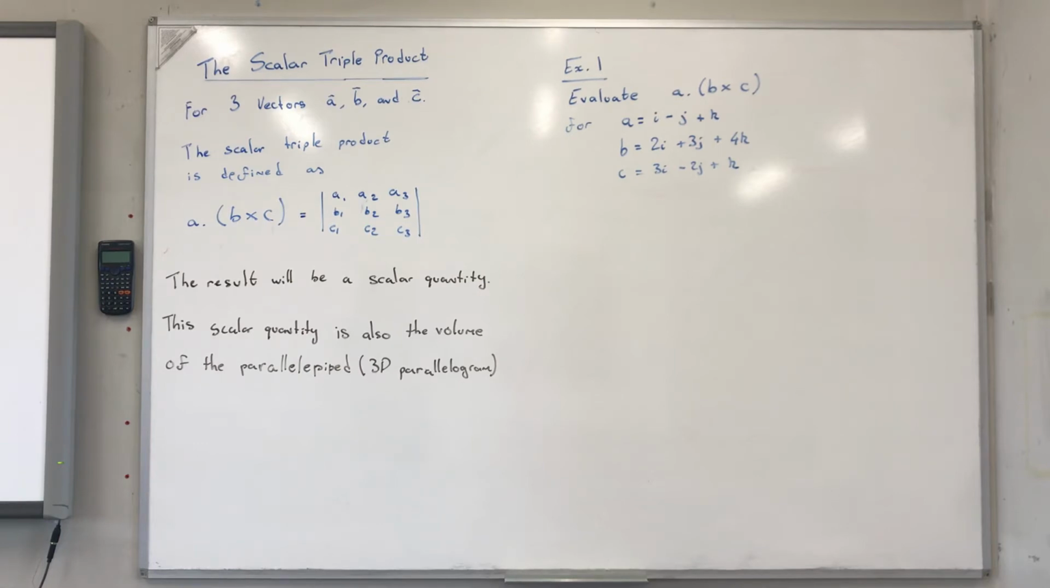So I might end up with a negative value here. But if you were asked to calculate the volume of the parallelepiped between those three vectors in example 1, we could end up with a negative, but that's more to do with the direction of the vectors as opposed to having a negative volume. So the first thing I'm going to do is set up the matrix, calculate the determinant, and that will give me the scalar triple product.